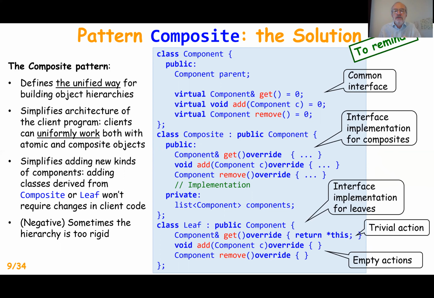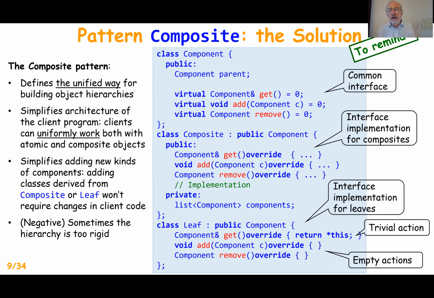And two derived classes, composite and leaf. They represent composite objects and terminal objects respectively. Look at the leaf class. It represents any kind of terminal object that doesn't own other objects, and it provides its own implementation for get, add, and remove. This implementation is quite trivial. Get, for example, just returns the object itself, whereas add and remove have empty actions.